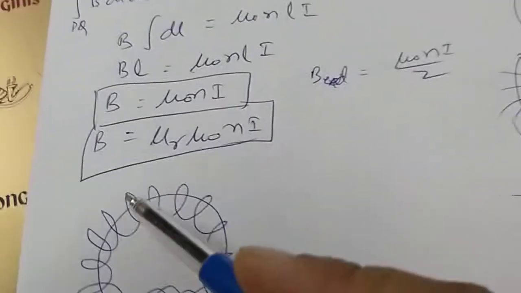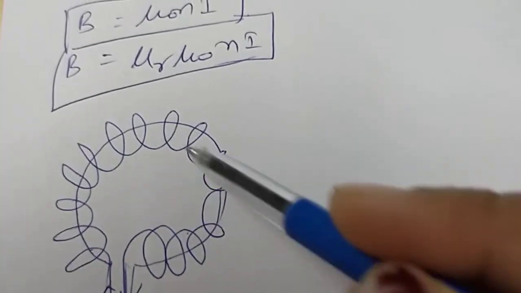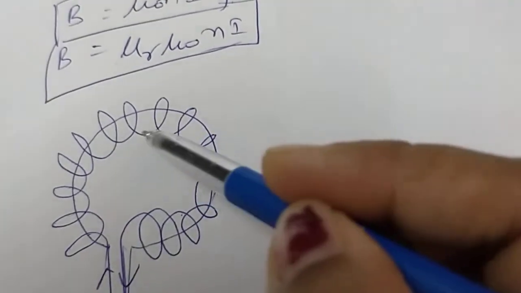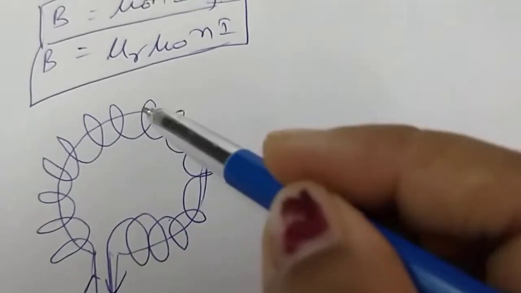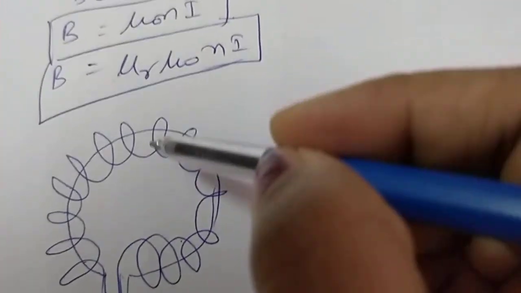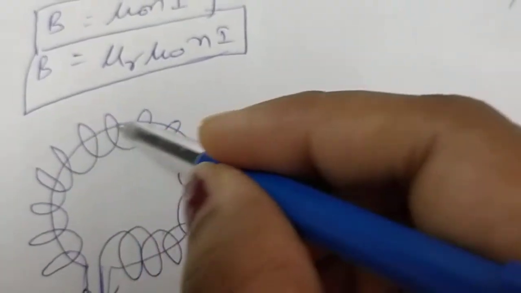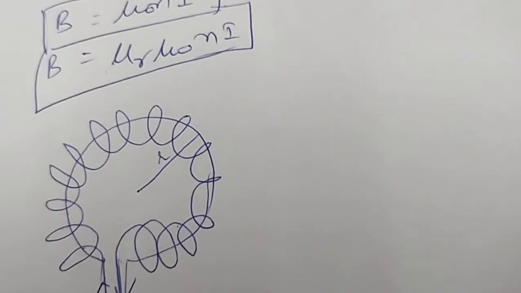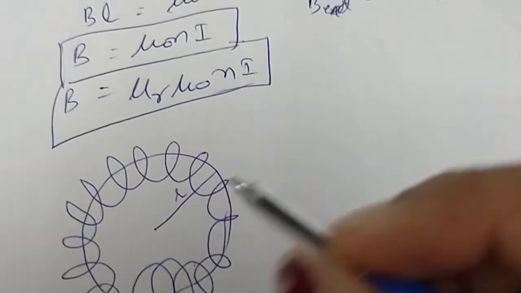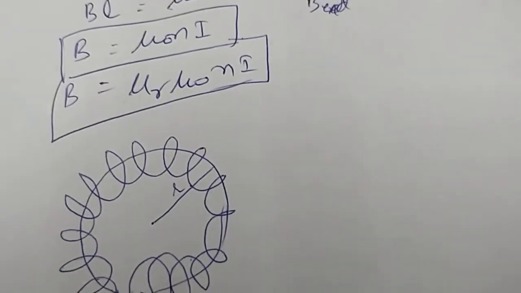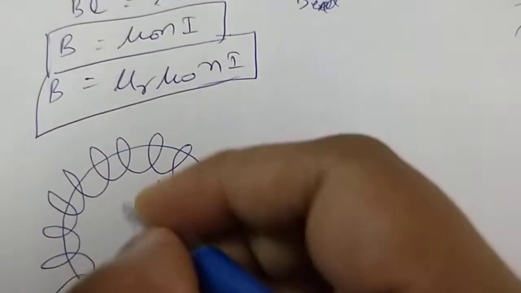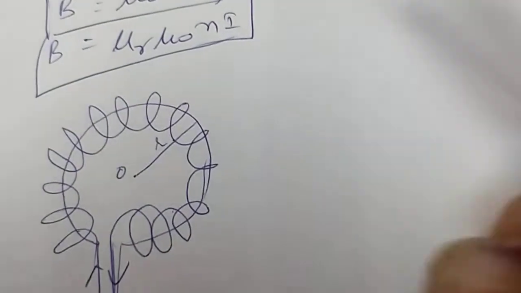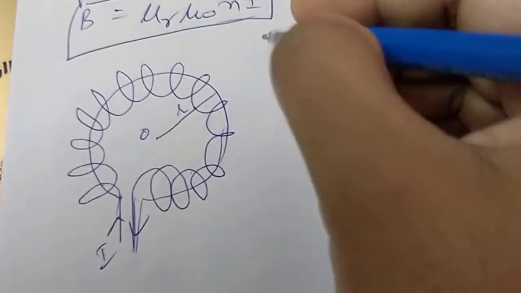Now you have a circle, but there can be many circles drawn, each of different radius, a small inner circle and an outer circle. So I took an average radius R, at the center. R is the average of the inner radius and outer radius. With O as center and this average radius, I have considered an Amperian loop, and now I will use Ampere's circuital law.